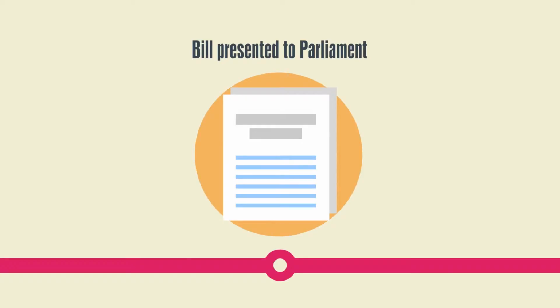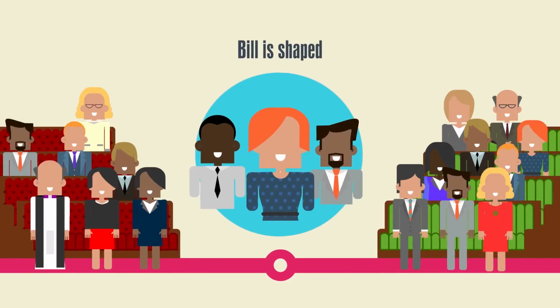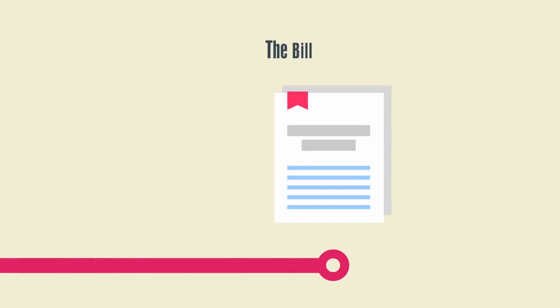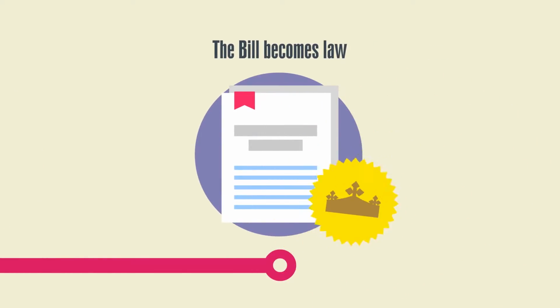debate. MPs and members of the House of Lords comment on, debate or amend the bill through several stages, and at the end of the process, apart from very rare circumstances, it must be agreed by both houses. It's then passed to the monarch, who gives formal approval, or royal assent, and the bill becomes law, called an Act of Parliament.